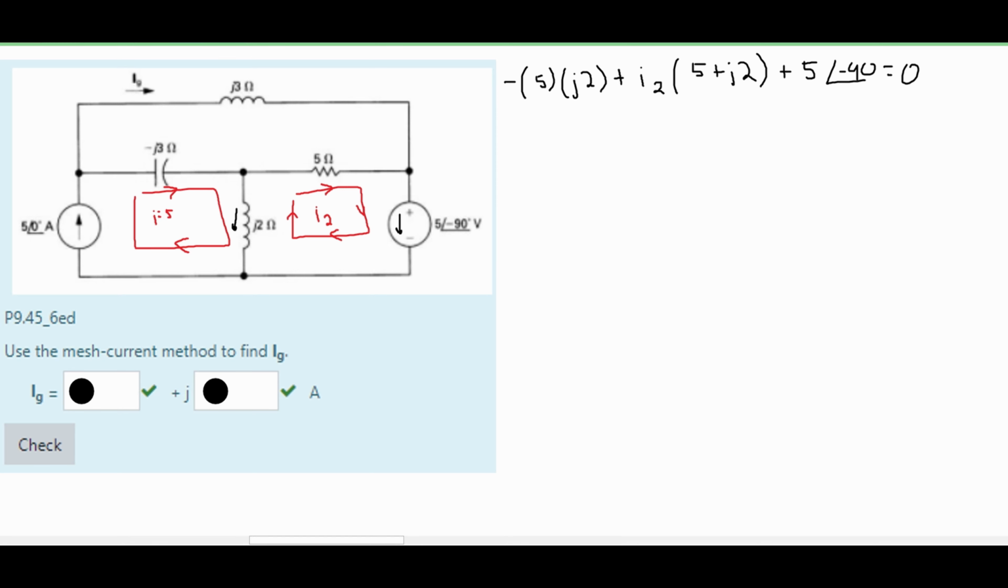Now we can simplify this a little bit and combine like terms. We are going to have a negative J times 10. Our I2 is going to remain the same. And then we can convert this part to the rectangular form. So we know that for our real number, we will have a 0. And then for our imaginary number, we are going to have a negative J5. So this will be negative J times 5. This is set equal to 0. However, we can combine these. So we will just have our I2, and then we will have our 5 plus J times 2, and this is equal to a J times 15.